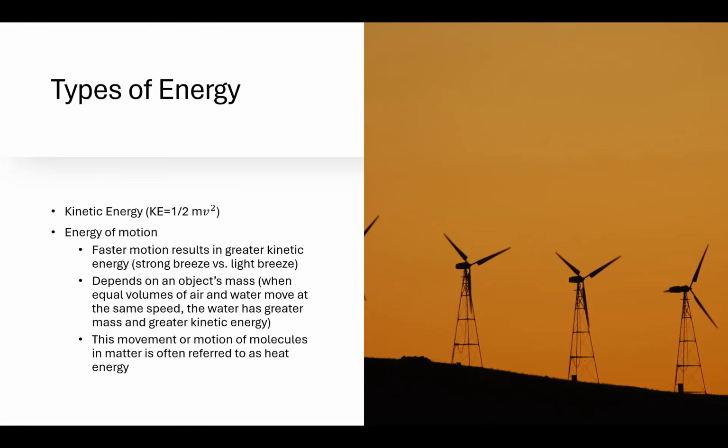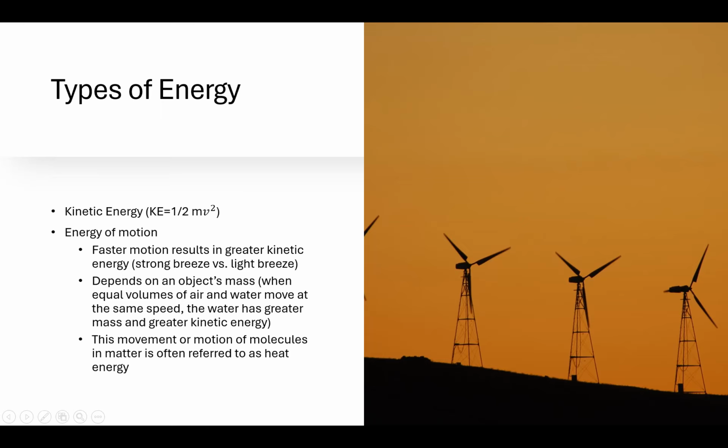Additionally, we need to talk about kinetic energy. Now, kinetic energy is abbreviated with the initials KE, and it's equal to 1/2 the mass times the velocity squared. Now, the energy of motion is what kinetic energy is all about. Faster motion results in greater kinetic energy. Think about when you have a strong breeze versus a light breeze. That stronger breeze is going to have much greater kinetic energy of motion, not potential energy.